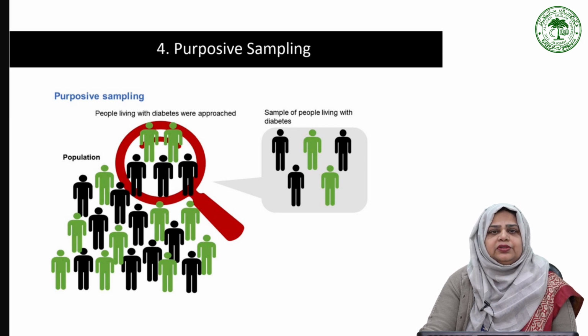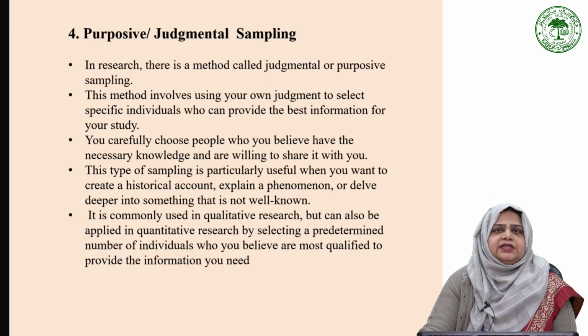Today I will continue with the non-random sampling designs, and today I will discuss purposive sampling. Judgmental sampling or purposive sampling is a non-random sampling method, and in this approach we use our own judgment to select individuals who can provide the most valuable information for the study. You carefully choose sample who you believe have the necessary information and knowledge and are willing to share with you.